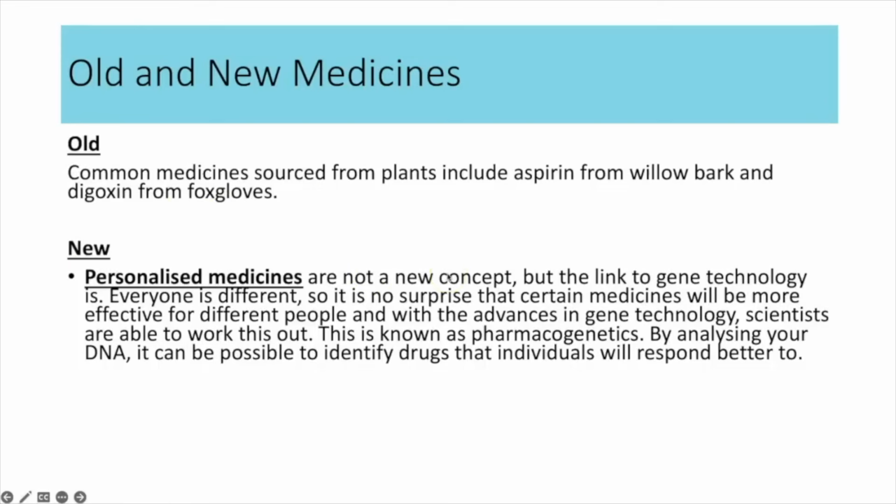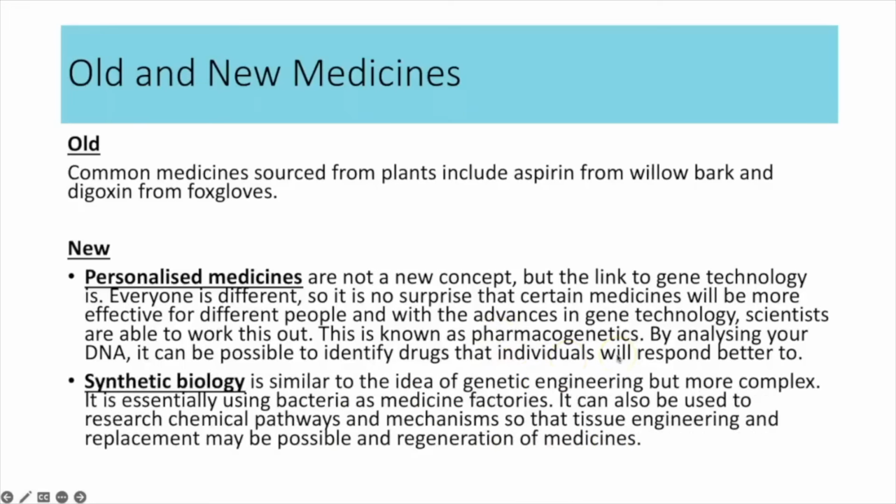And it's not a new concept, but it does now link to gene technology. And it's this idea that everyone is different, so we respond differently to different medicines. And gene technologies have enabled us to work out how different people might respond to medicines. And by analysing your DNA, you can identify the most suitable drug for someone to have, and maybe even the most suitable dose. And this is known as pharmacogenetics.